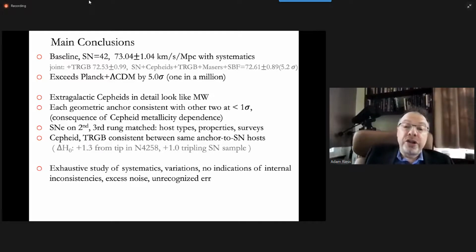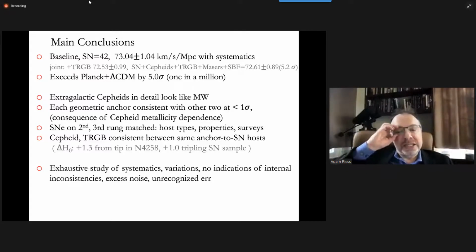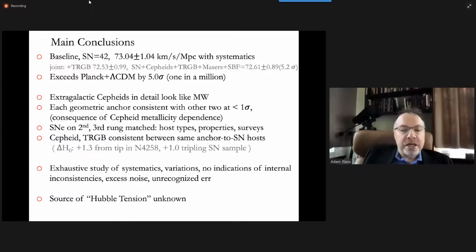We find Cepheid and TRGB distances are consistent when you start at the same anchor and go to the same set of hosts. There are small differences in how you calculate the Hubble constant, which we go into in the paper. An exhaustive study, I think, of systematic variations has not yielded any indications of inconsistencies. We don't see any evidence of excess noise or unrecognized error. And my last conclusion is the source of the Hubble tension, to us at least, remains unknown.